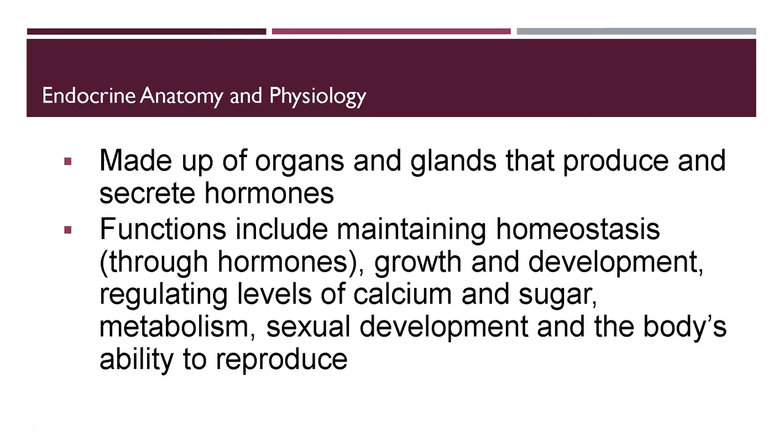The anatomy and physiology of the endocrine system serves multiple functions in the body. It is made up of organs and glands that produce and secrete hormones. Functions include maintaining homeostasis through hormones, growth and development, regulating levels of calcium and sugar, metabolism, sexual development, and the body's ability to reproduce. Hormones are vital for survival. They are carried in the bloodstream and deliver specific hormones to specific tissues or organs.